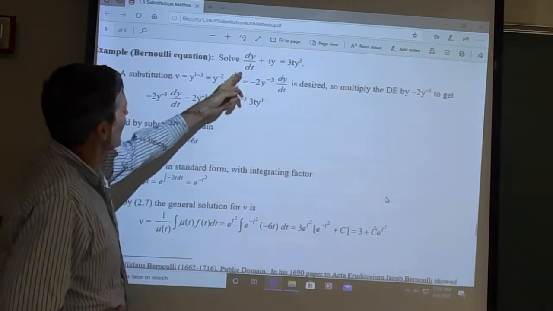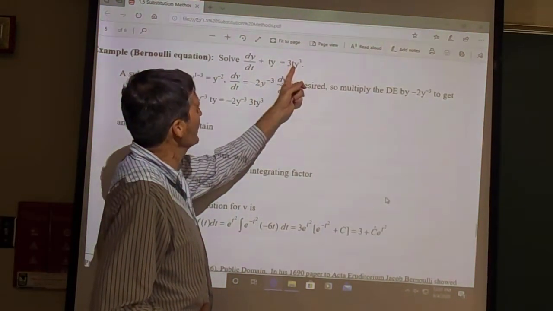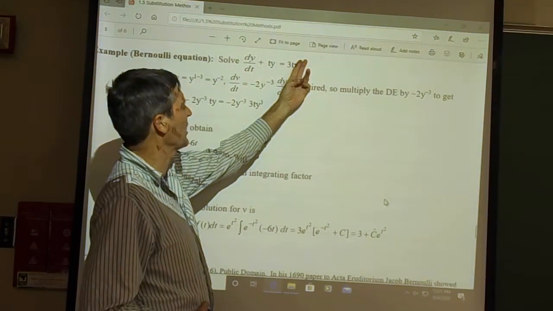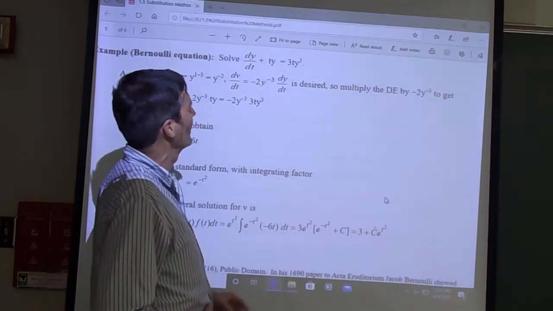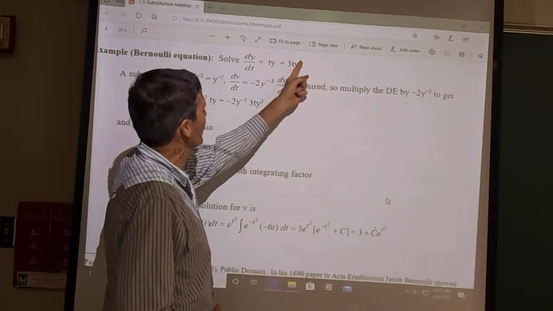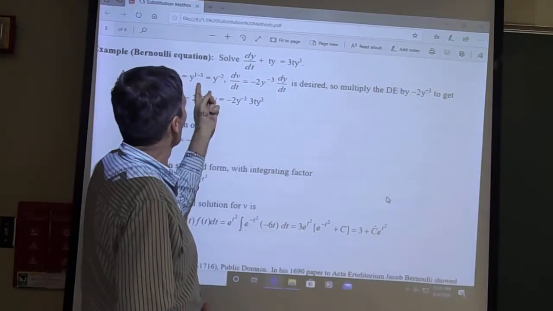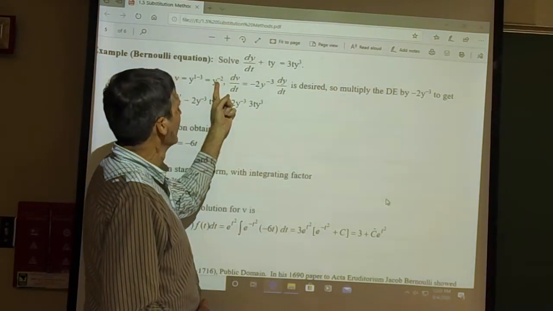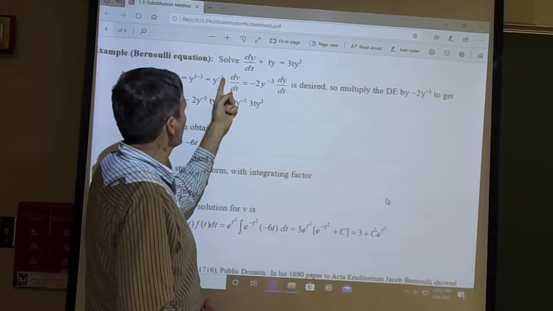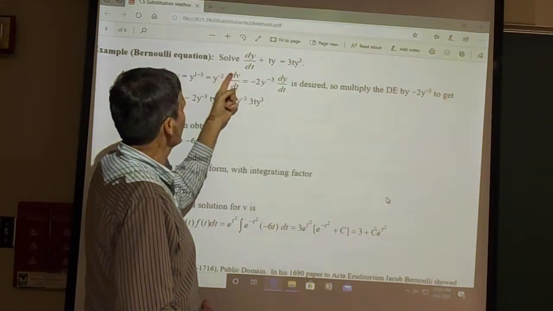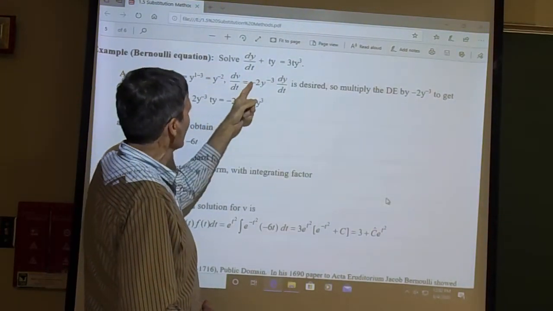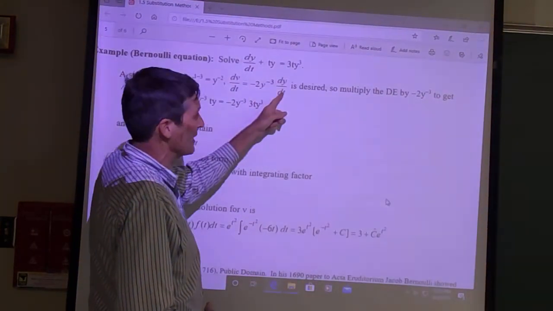Here's an example. dy/dt plus ty equals 3ty cubed. Oh, if only that y cubed wasn't there, it'd be a linear equation, I could solve it. Well, it's still a Bernoulli equation. I'll make the substitution v equals y to the 1 minus 3, this exponent here, or y to the minus 2. If I make that substitution, v is y to the minus 2, I have to get dv/dt to replace dy/dt, so I calculate dv/dt as the derivative of y to the minus 2 with respect to t, which is minus 2y to the minus 3 times dy/dt by the chain rule, right?